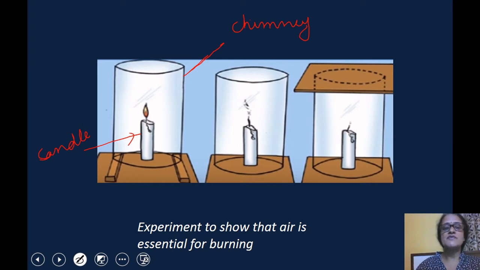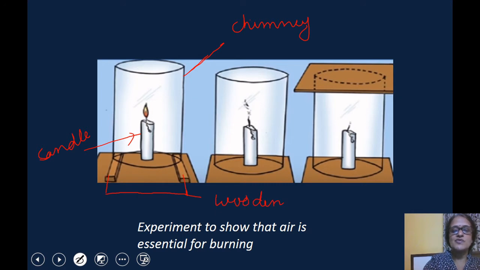We have placed a glass chimney over the burning candle, and this glass chimney has been placed over two wooden blocks. These two are wooden blocks. What will happen if you place wooden blocks here? It's quite understood that air can enter through the bottom as well as from the upper side. So as there is abundant air, the candle will burn freely.